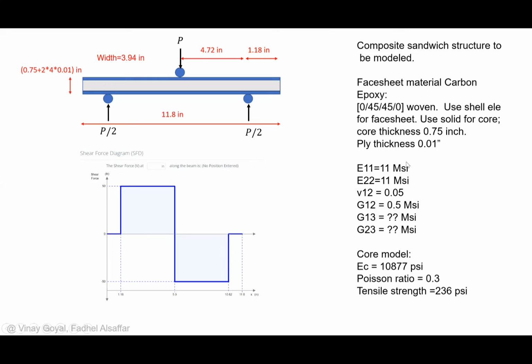The core we'll be using is a simplified model of the core, which has an isotropic property of 10.877 psi and a Poisson's ratio of 0.3. We'll be showing through this example how the transverse shear through the core is quite uniform, as can be seen through this shear diagram.